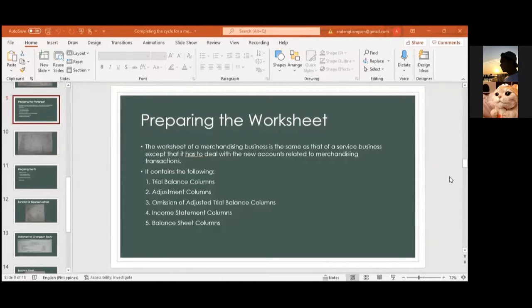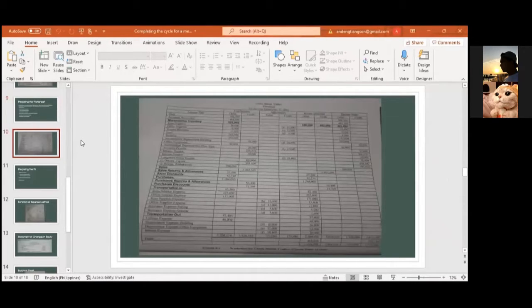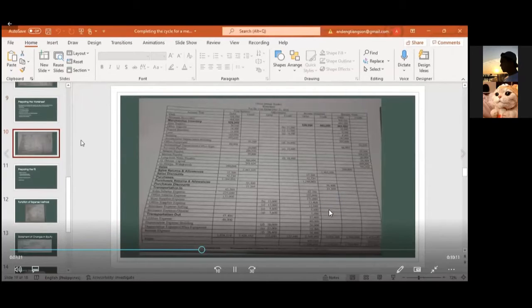So in preparing a 12-column worksheet, we first need to identify the parts of a 12-column worksheet. So let us look at illustration 1. The first two columns are dedicated to the unadjusted trial balance of the business. It is where the original trial balance is written, the trial balance which shows the T accounts to create such.